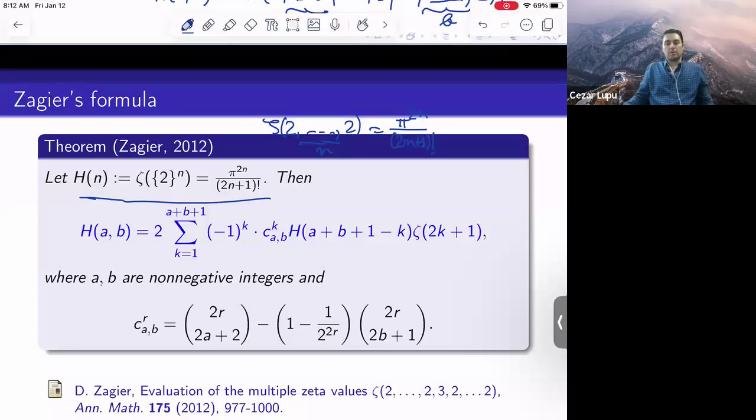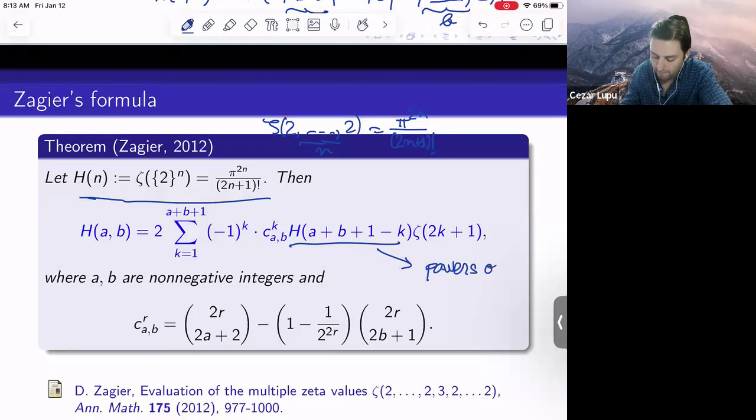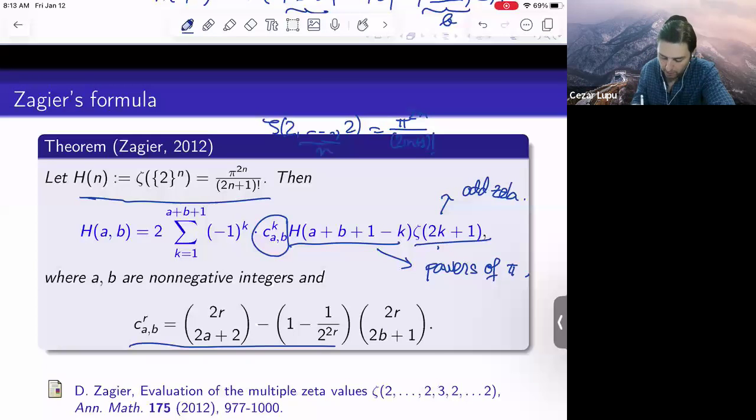So this family of multiple zeta values H_{a,b}, where you have a copies of two, a single three in the middle, and then b copies of two, this non-trivial Hoffman family is a finite sum. You have powers of pi here, but they depend on the weight. Also you have the odd zeta values here. You also have these coefficients, which satisfy the two-adic properties needed, so you have these binomials here. Brown was unsuccessful in finding these coefficients using motivic arguments.